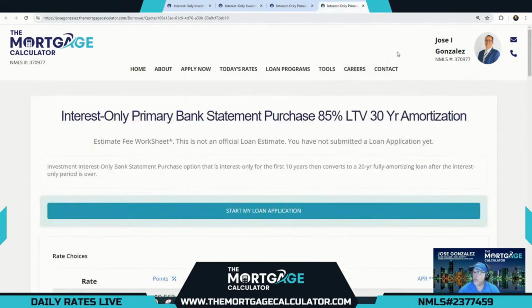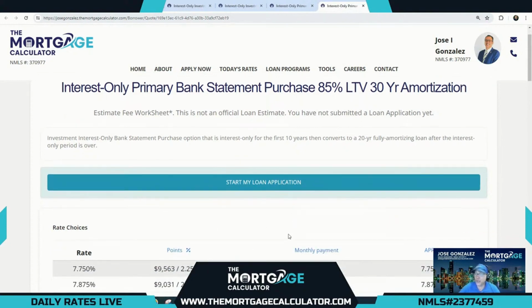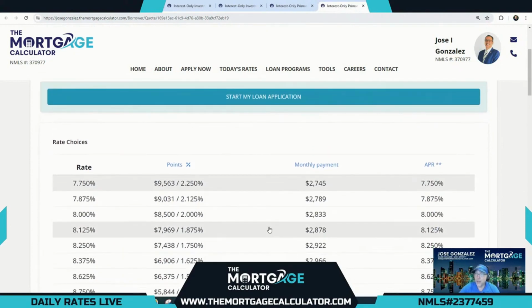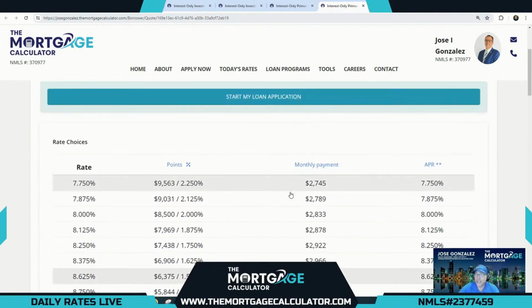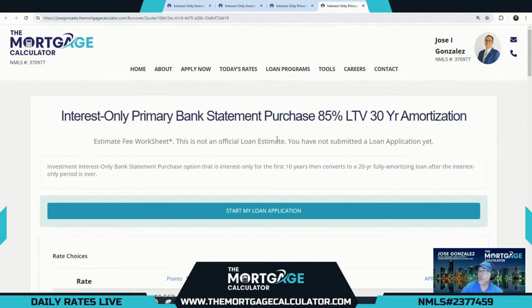So now we go from our full doc to our bank statement primary option. Now this one does go up to the max 85% LTV, which is the usual for our bank statement option. But look at those rates now. When we drop the LTV just a little bit and go bank statement, you're at 9.875, almost at par at a 0.375% cost. And you can buy that down all the way to 7.75%. These are great rates for our bank statement interest only option with a 30-year amortization.